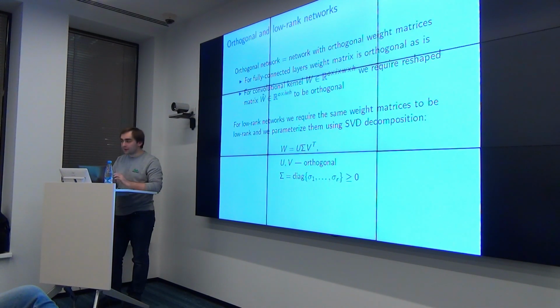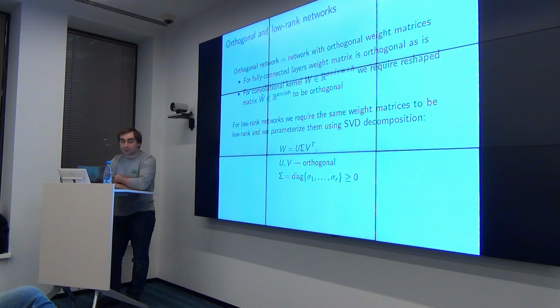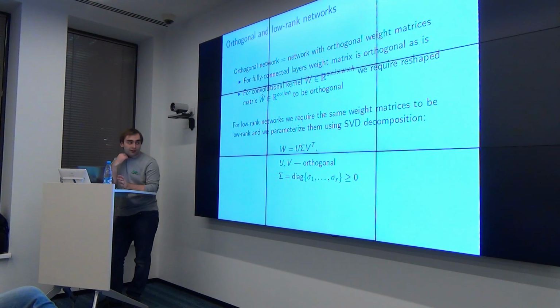Then we looked at deep learning. So we've taken some networks and made all the weight matrices orthogonal. For example, for convolutional kernels, we first reshape the kernel. We get some matrix and we want it to be orthogonal. For fully connected layers, we take the matrix as is.